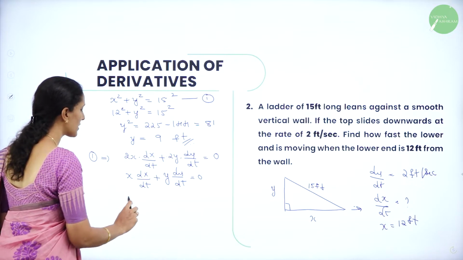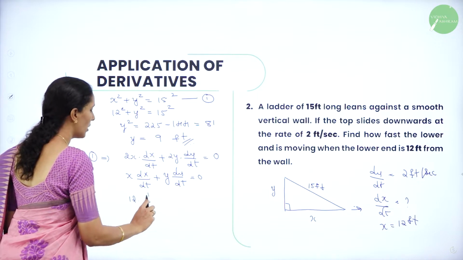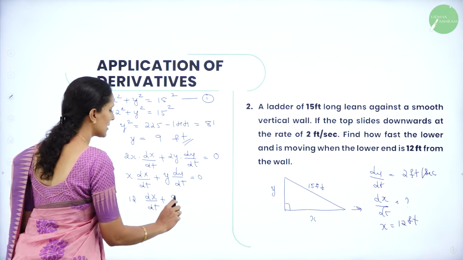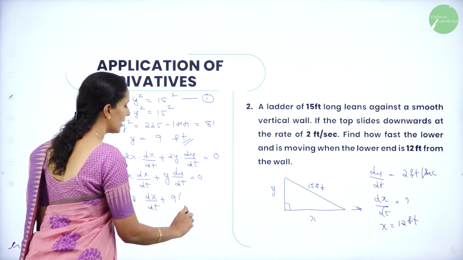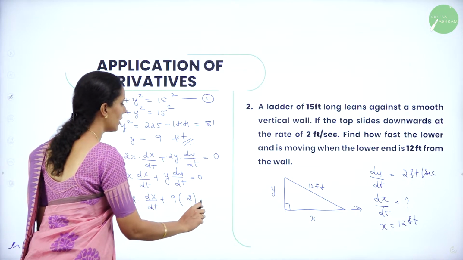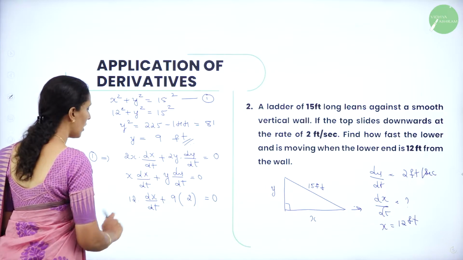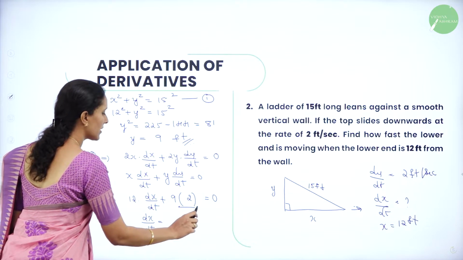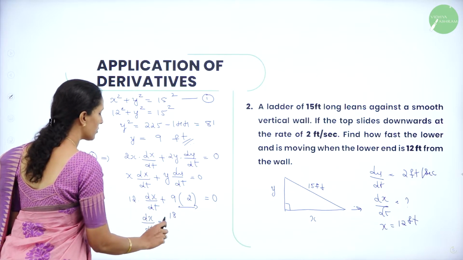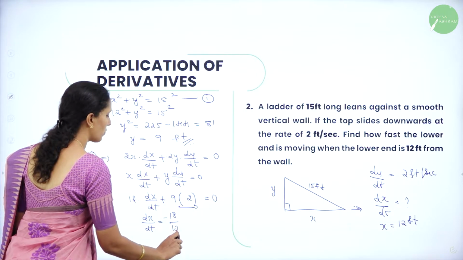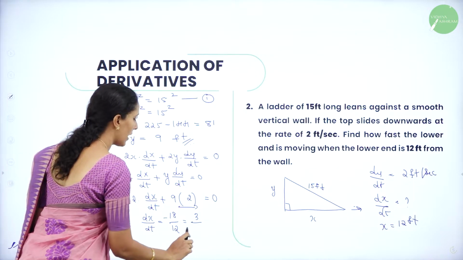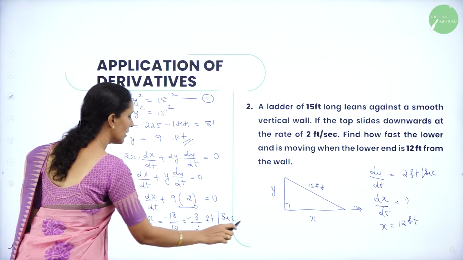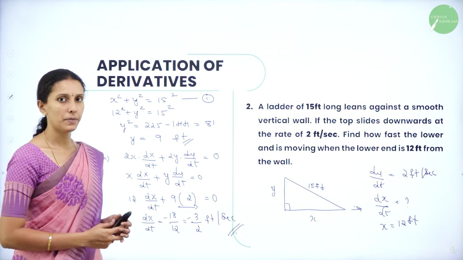Now, we know the value of x, which is 12. I don't know what dx by dt is. Plus y, I got it as 9, into dy by dt, which is 2 feet per second as given, is equal to 0. Now here, I'll get dx by dt by shifting this to that side: 9 twos are 18, which becomes minus 18 divided by 12, or 3 by 2 feet per second. So you have a negative sign here. So, it is minus 3 by 2 feet per second.